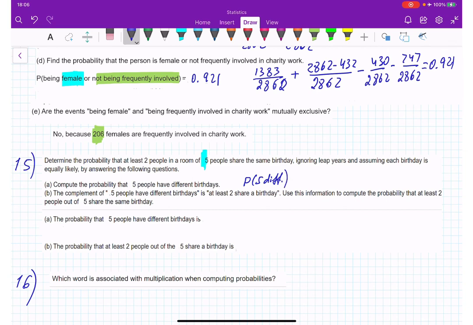What is it going to be? Besides the first one, if the first one you don't know, different or not different. So we go from the second one, because the second can be equal to the first, right? And the third can be equal to the second one and the first one. So probability of second birthday plus probability of third birthday plus probability of fourth birthday and plus probability of fifth birthday. Why? Because we have five people.